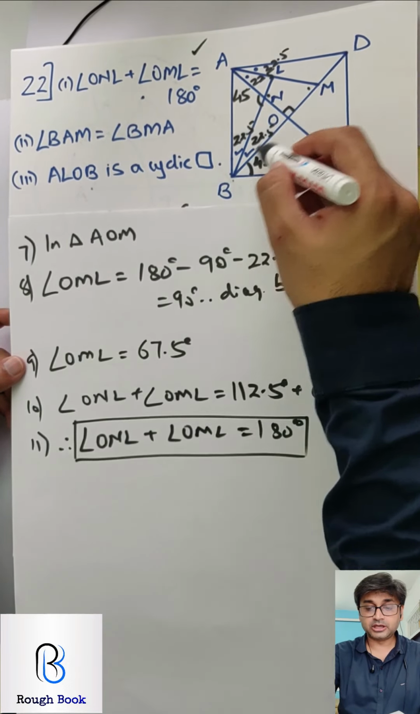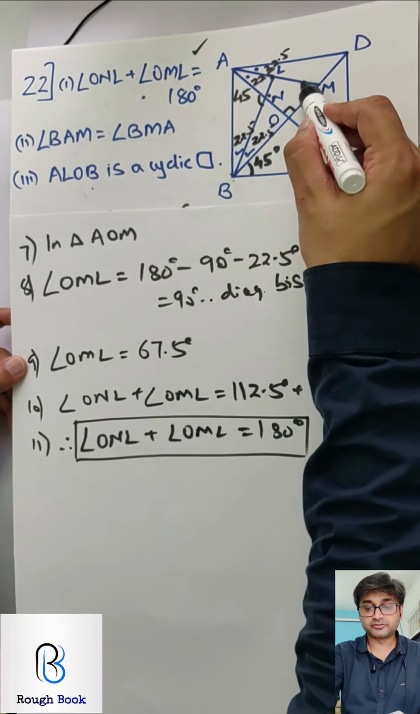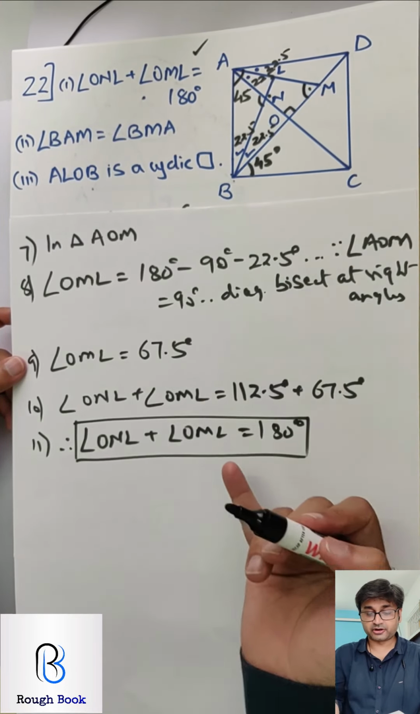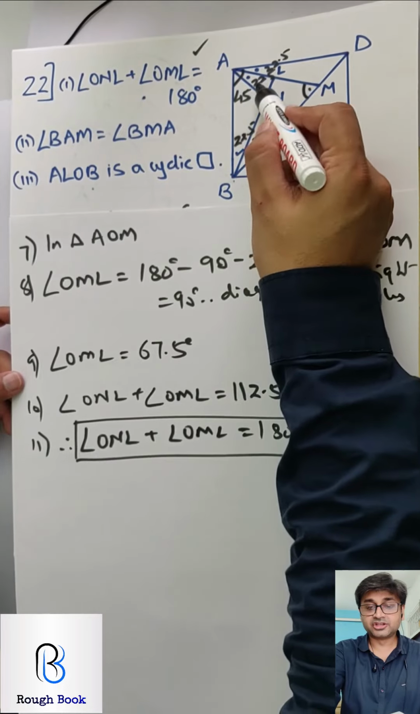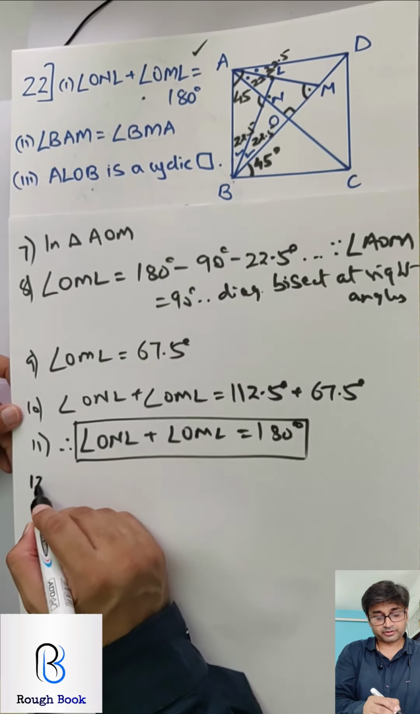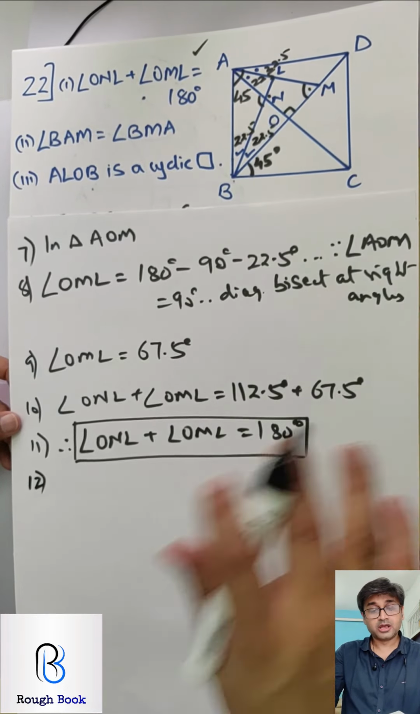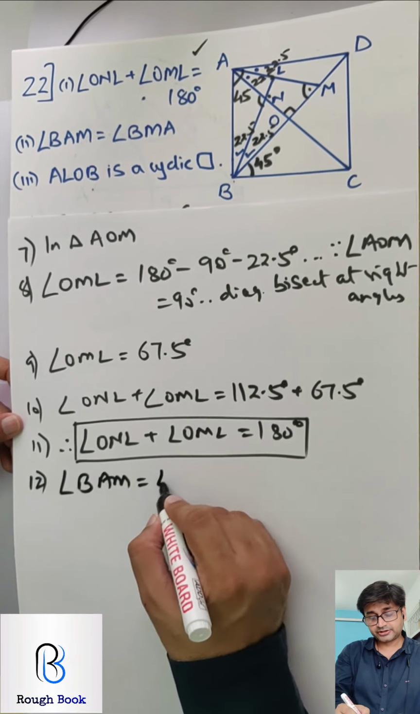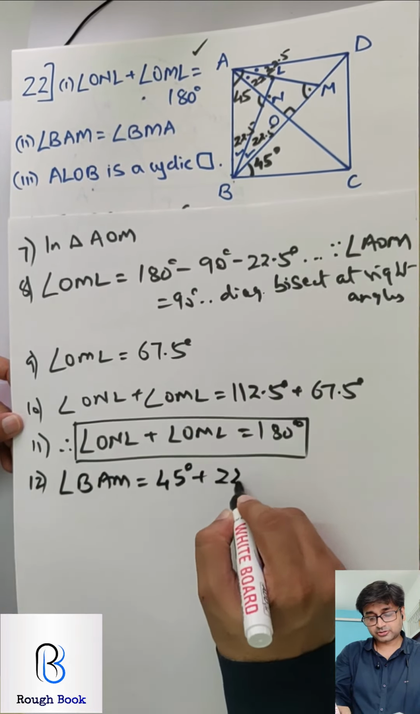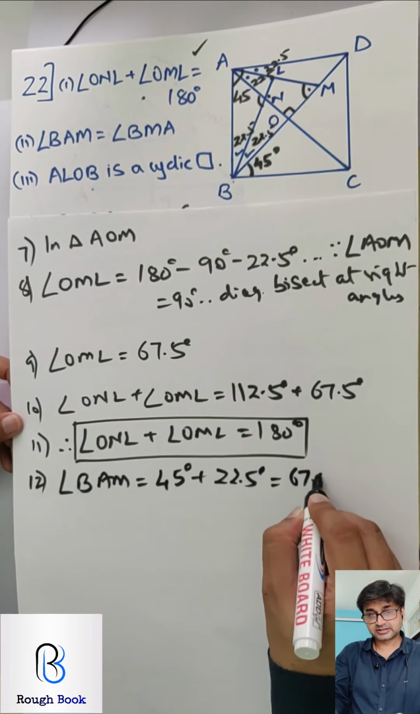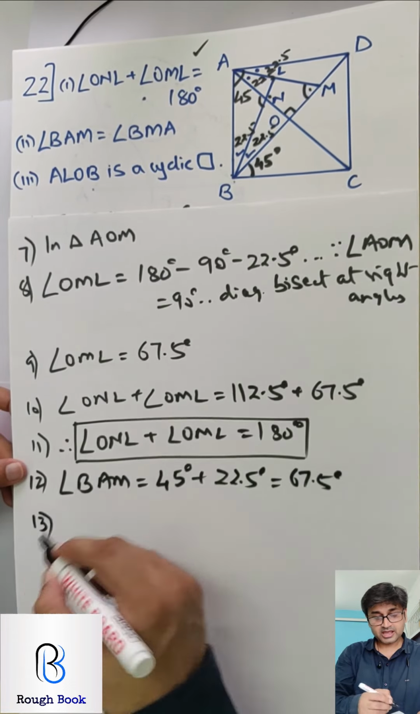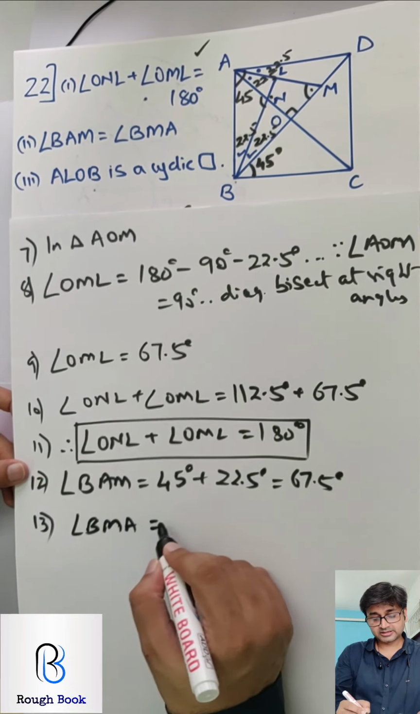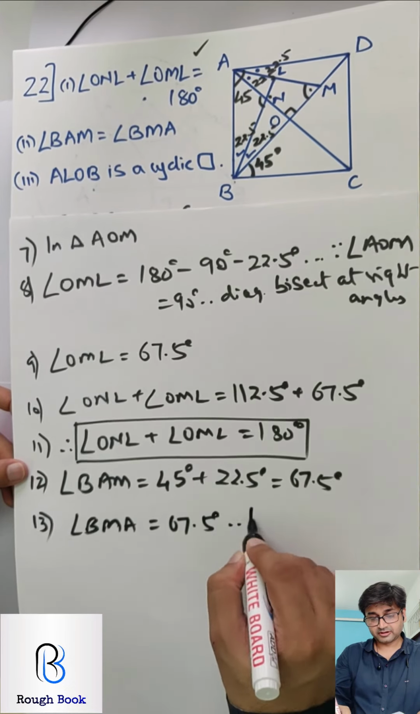Prove that BAM equals BMA, these two angles over here. So you already have them in value. This one we just found 67.5 and this one you can add and get 67.5. So come on, let's get the second one. Pause, you can try this on your own. BAM is 45 plus 22.5, 67.5. And for this one, BMA is directly 67.5.